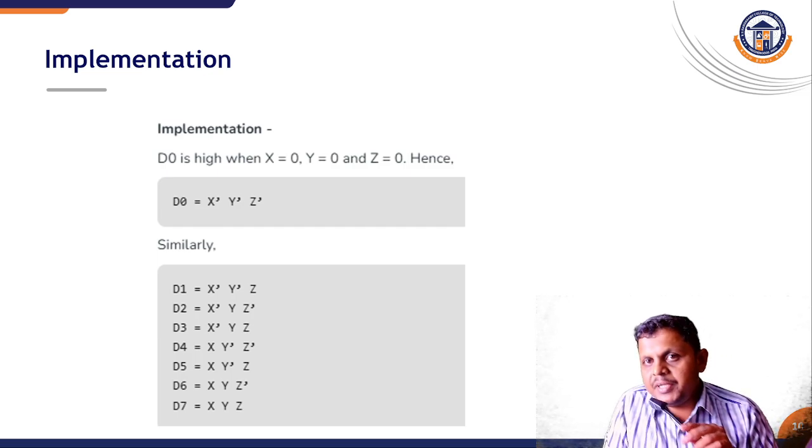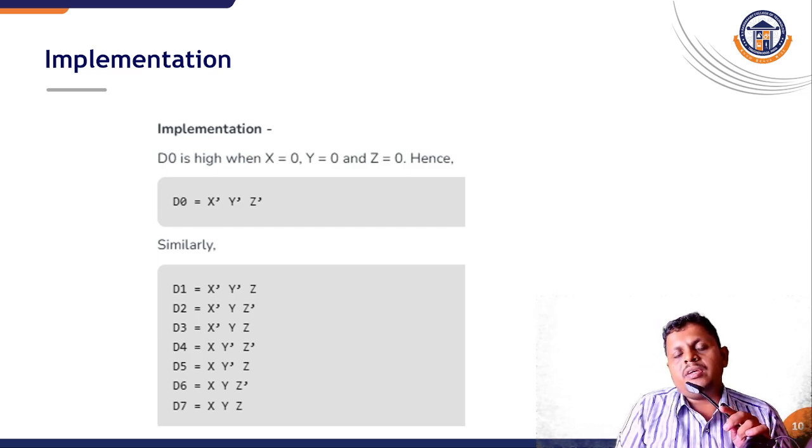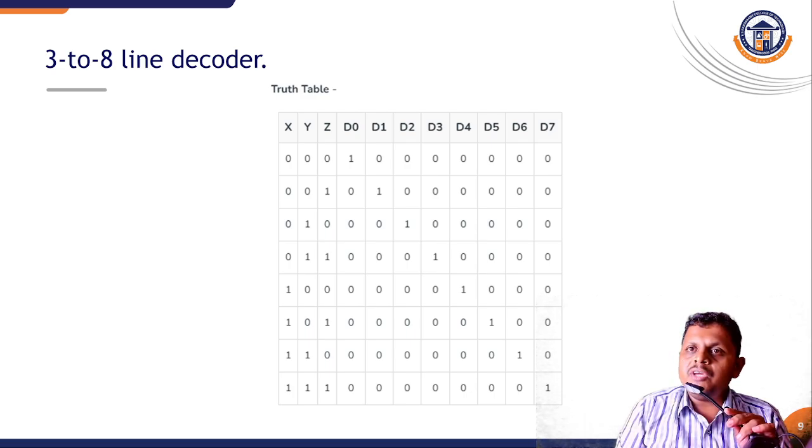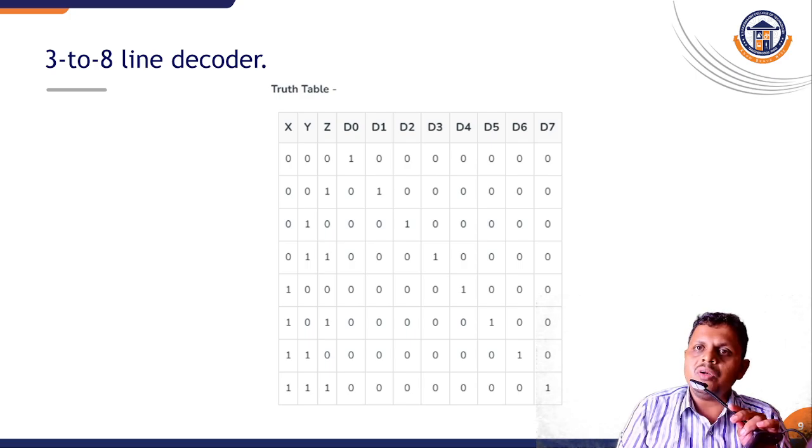So this is the implementation of the decoders, that is d0 equal to x bar y bar z bar, and d1 equal to x bar y bar z. This means wherever all the values x, y, z are 0, d0 equals 1, so it is x complement, y complement and z complement. Where d1 equals 1, only z is 1, and the x and y values are complemented. So we can write x bar, y bar, and z.